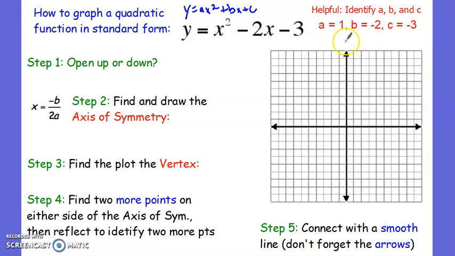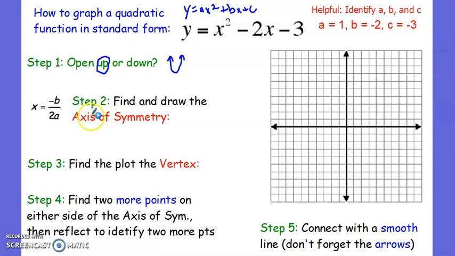Mostly because those three things tell us a lot about our graph. Remember, we'll know whether or not our parabola is going to open upwards or downwards, depending on whether or not a is positive or negative. If a is a positive 1, we know that our parabola is going to open upwards. Okay? It's going to open up. It's going to be a U shape traveling upwards, or something like this. Okay? That kind of a shape.